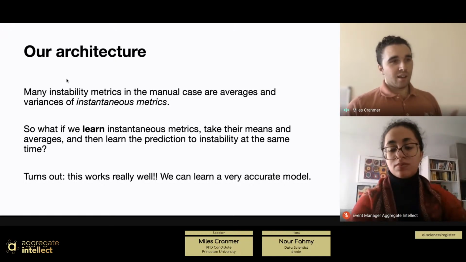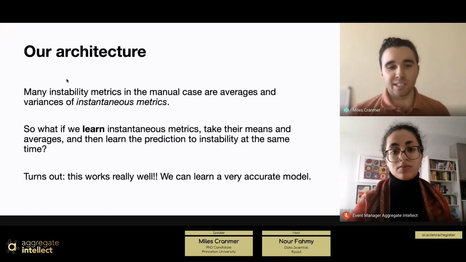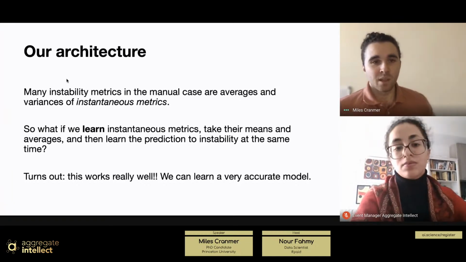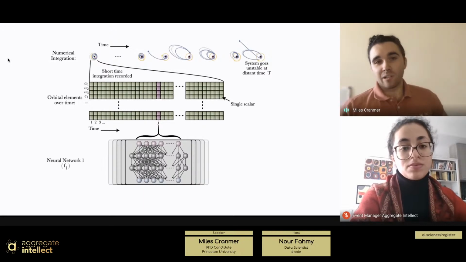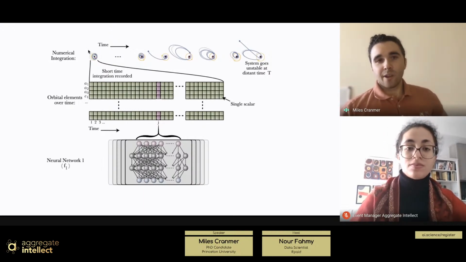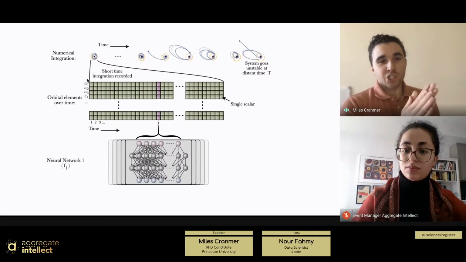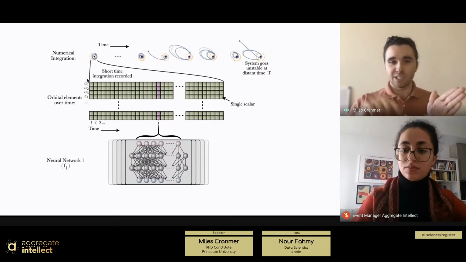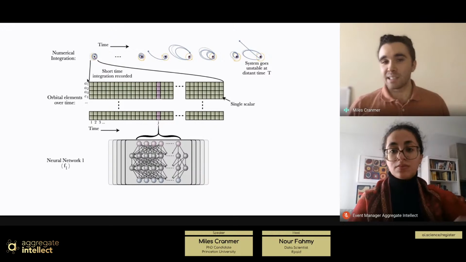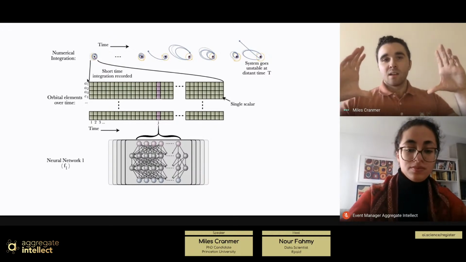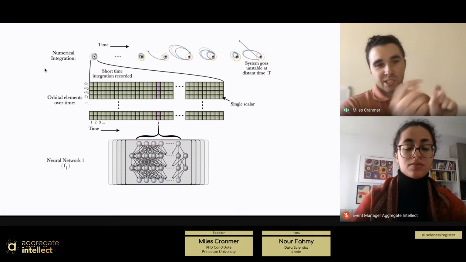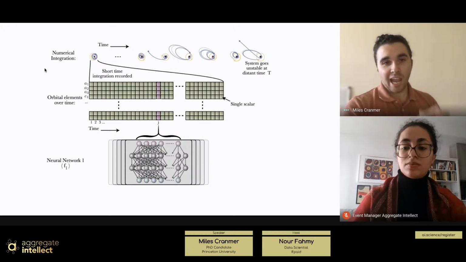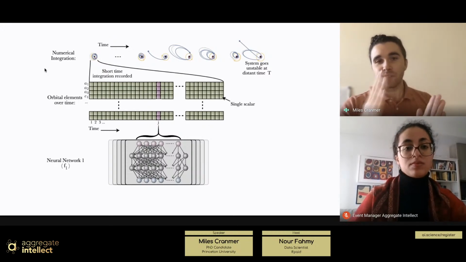It's really important to think about deep learning as loose functional programming. So we can learn a very accurate model with this. This is how our model actually looks. We have this planetary system. We do a short integration to get a time series over the positions of the planets. We then compute metrics for every time step of this system. We have the positions of the planets at this time step, and we compute the metric. We do that for every time step.